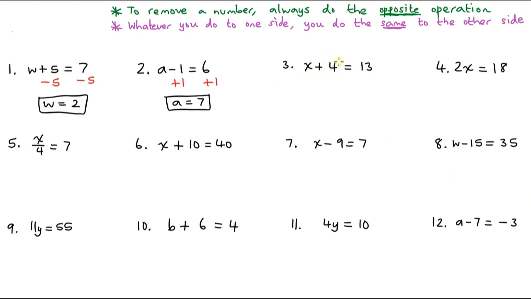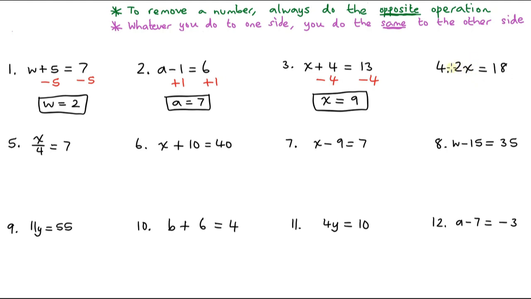We want to get rid of this plus 4. So if we subtract 4 from the left, we need to subtract 4 from the right. So we're left with x is equal to 13 minus 4, which is 9. Okay, question number 4. 2x is equal to 18, and we want to get x on its own.